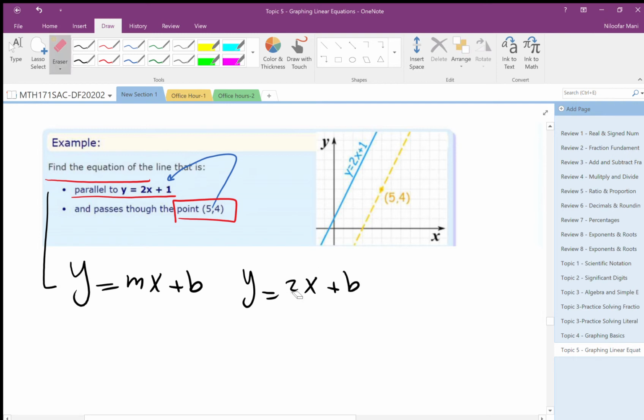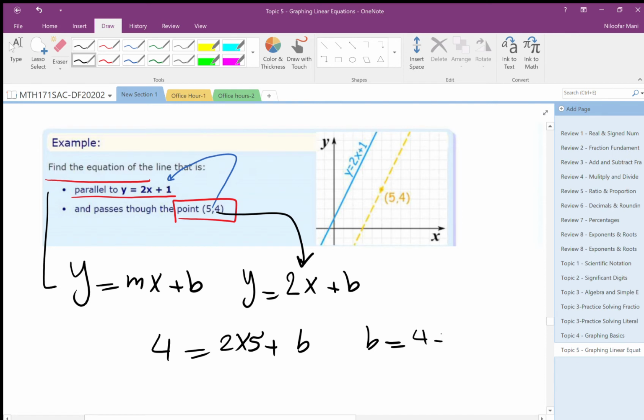And now I can find b. How can I find b? I don't have b. I don't have anything about the y-intercept. I don't even see any information about that. But I know this point is on this line. Which point? This one. So now I can do 4 equals 2 times 5 plus b. And then b is 4 minus 10, which is minus 6.